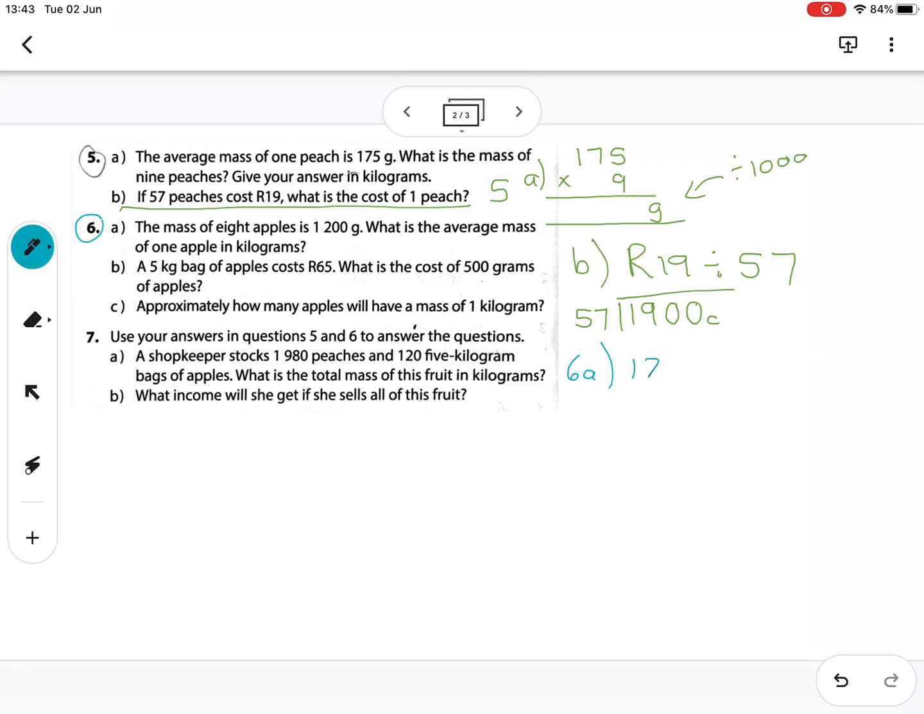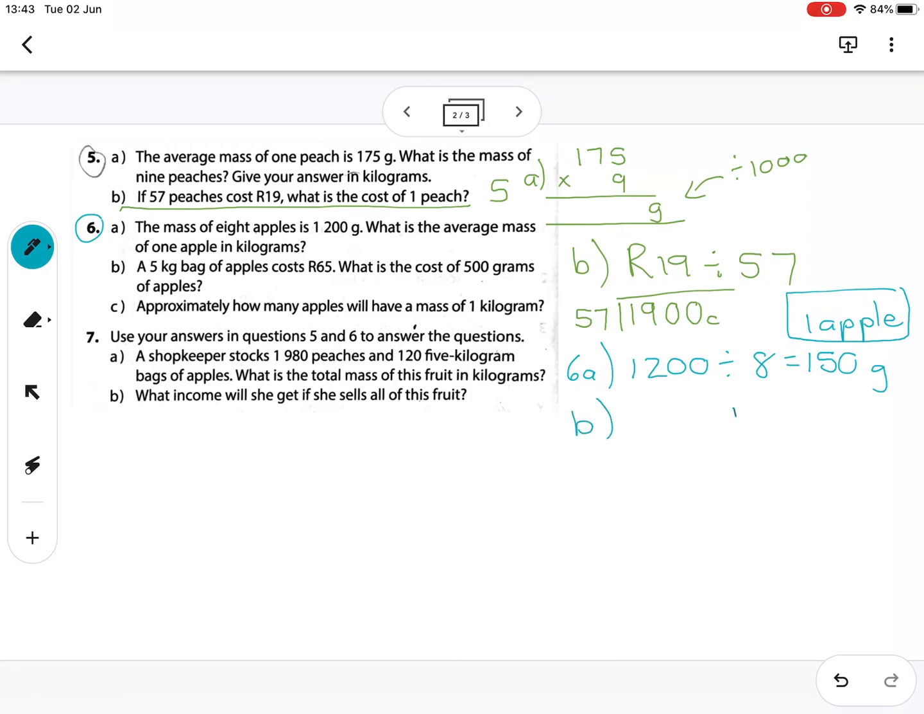So you're going to take 1,200 and divide it by 8. I can tell you now, I'll give you a sneak answer. That's 150. So that's 150 grams for one apple. Okay. And the reason I'm giving you this one is because you're going to need it later on. So it's important that you have it right.